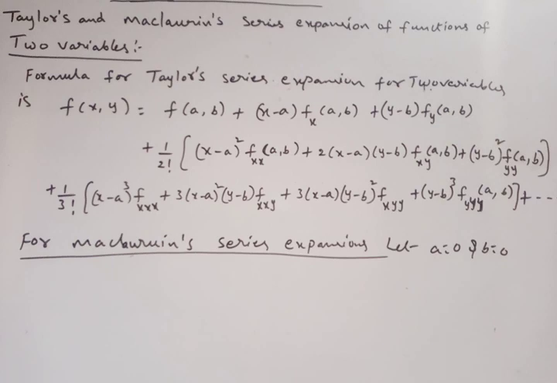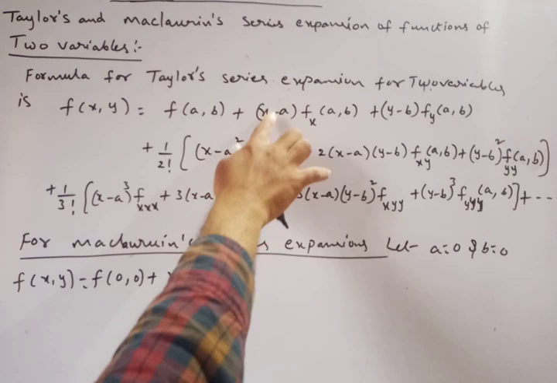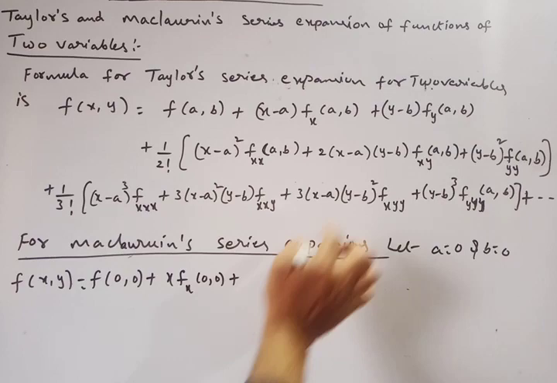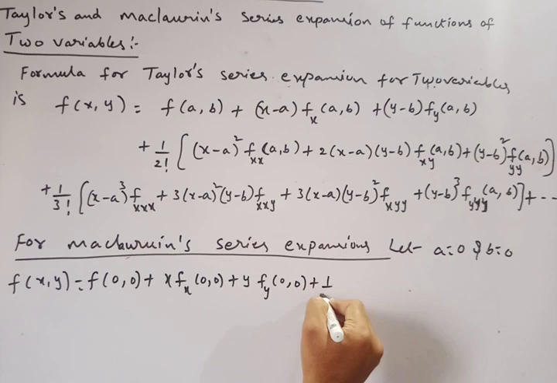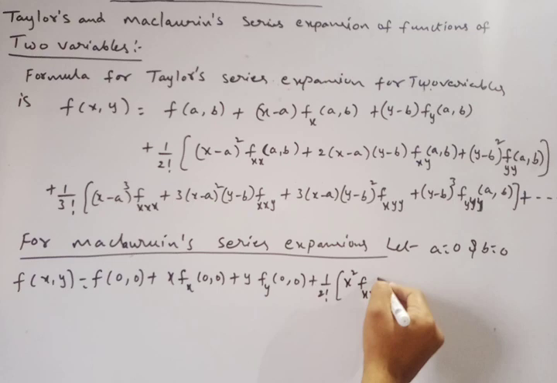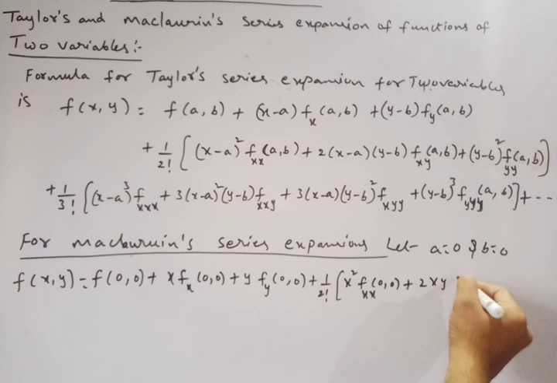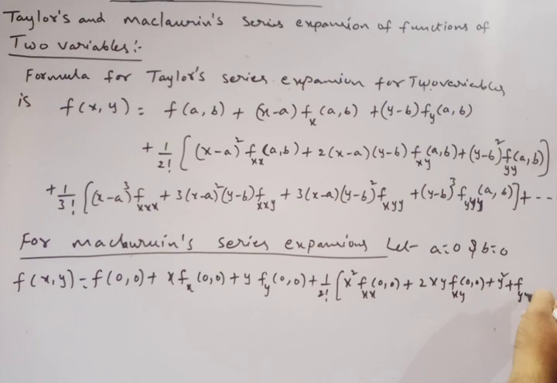f of x comma y is equal to, in place of a and b you have to write 0, right? So f of 0 comma 0 plus x minus 0, that is x, into fx of 0 comma 0 plus y into fy of 0 comma 0 plus 1 by 2 factorial, x square fxx of 0 comma 0 plus 2 into x minus 0, y minus 0, means 2xy, fxy of 0 comma 0 plus y square fyy of 0 comma 0, plus and so on. Understood? Like this, you will get the Maclaurin series.